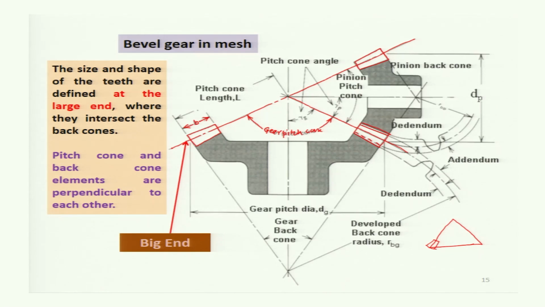Well, the size and shape of the teeth are defined at the large end, because the size varies when you move from this end to this end. So the size is defined from the big end, where they intersect with the back cone. Now, if this is extended, and this side of the teeth is again extended, then the cone which you get is called the back cone. Okay, this is the gear back cone, and the gear pitch diameter will be measured from the big end, so the gear pitch diameter will be this one, from this to this.